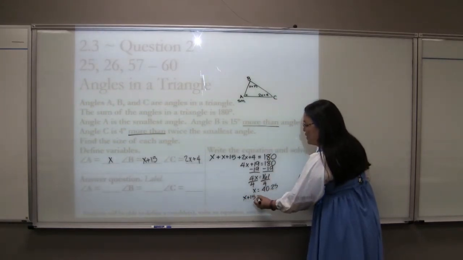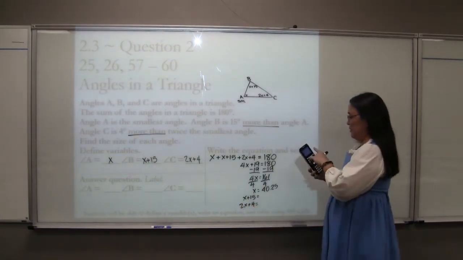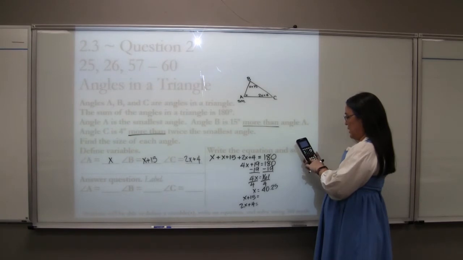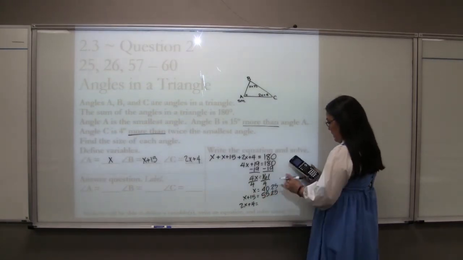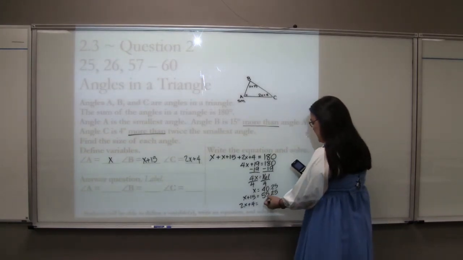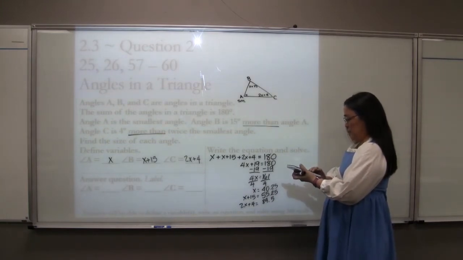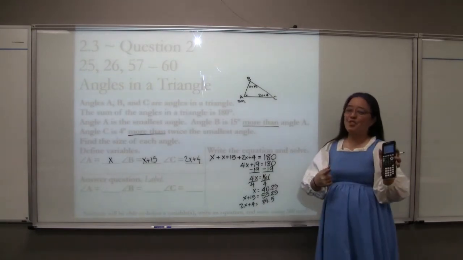But wait, there's more. We also have 2x plus 4. So, x plus 15. We have 40.25. I can put store in for x, and I can then put in x plus 15, and that will tell me that that is 55.25. And then I can also do 2x plus 4, and it will tell me that that is 84.5. To double check, I can also take 40.25 plus 55.25 plus 84.5, and it equals 180, just like it's supposed to.